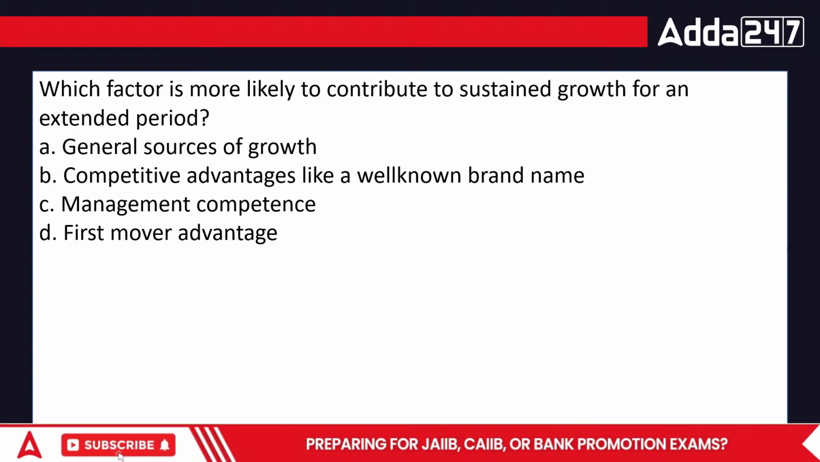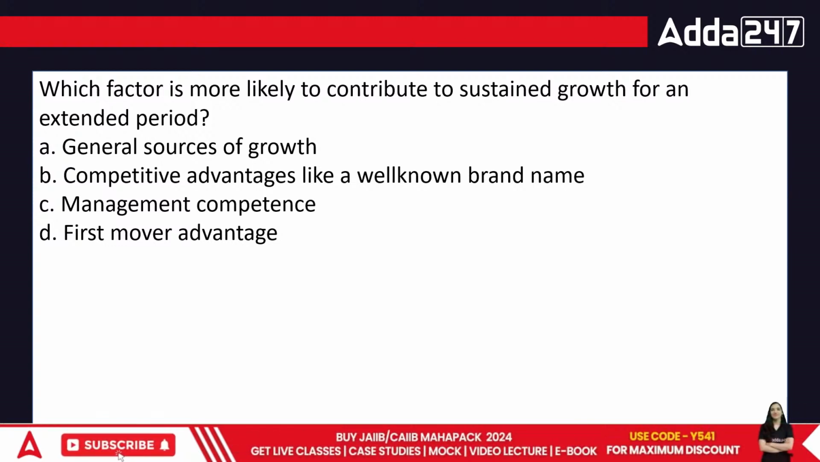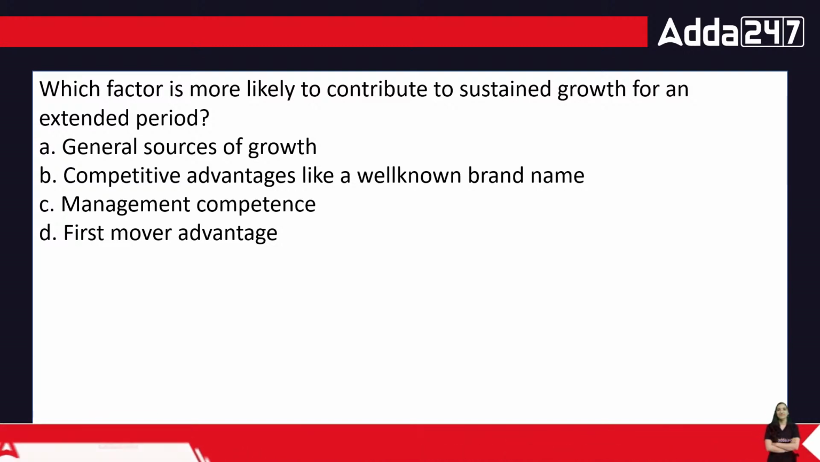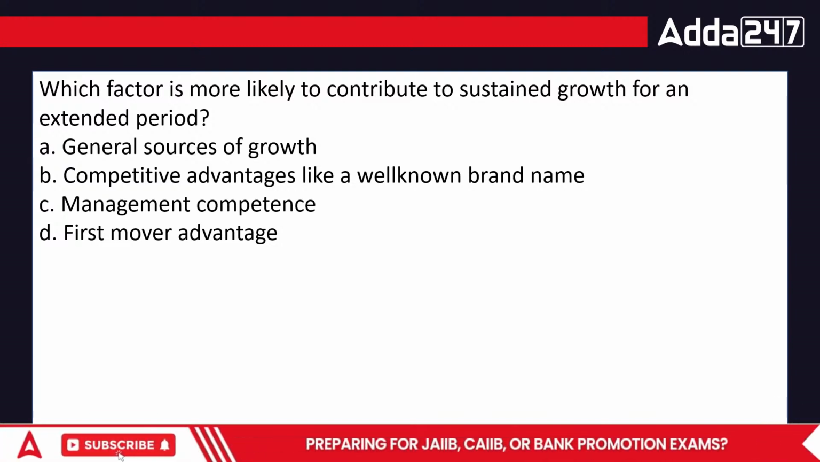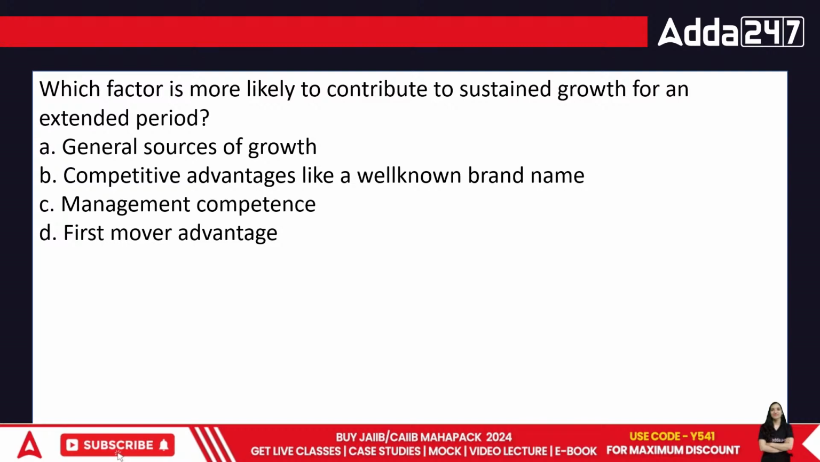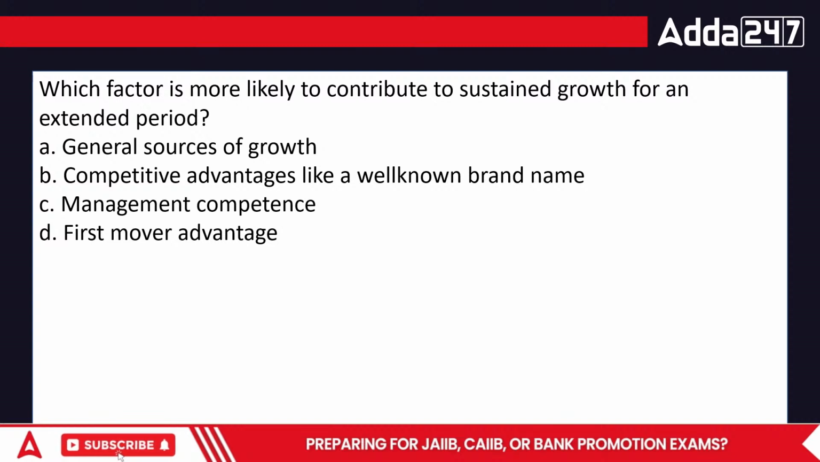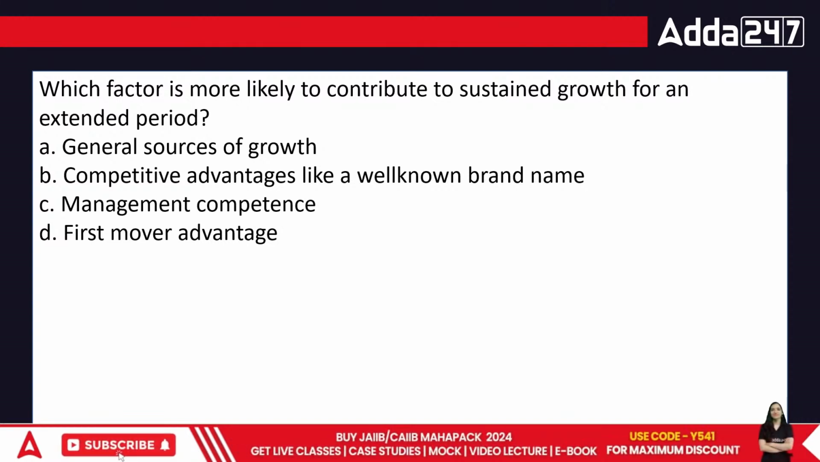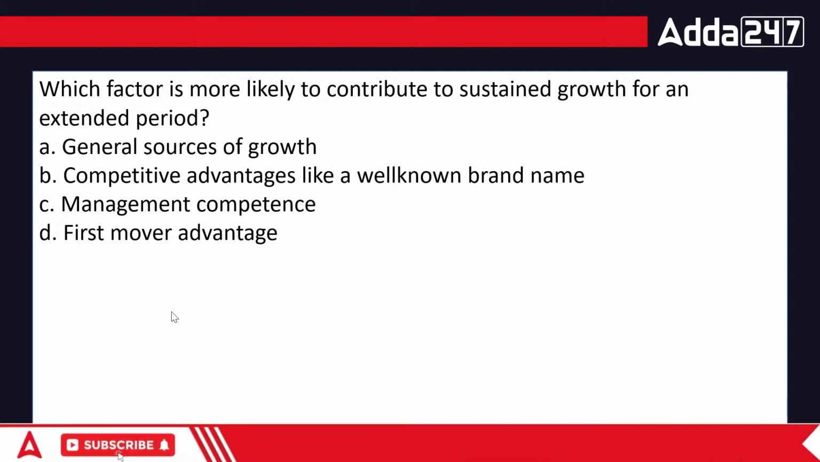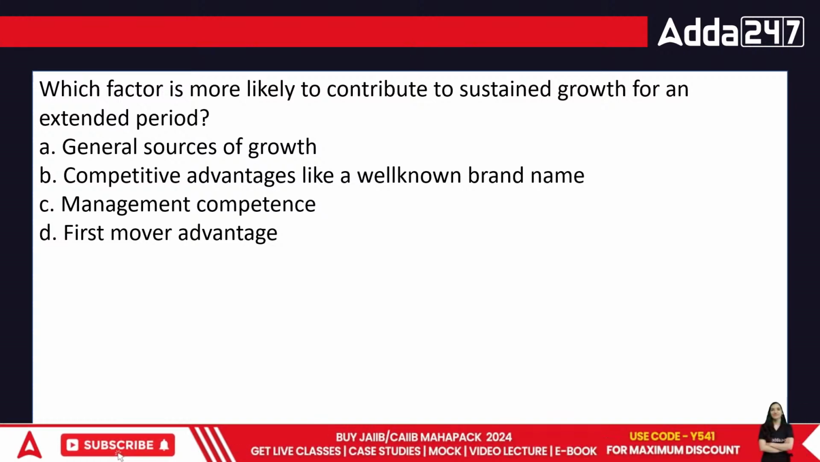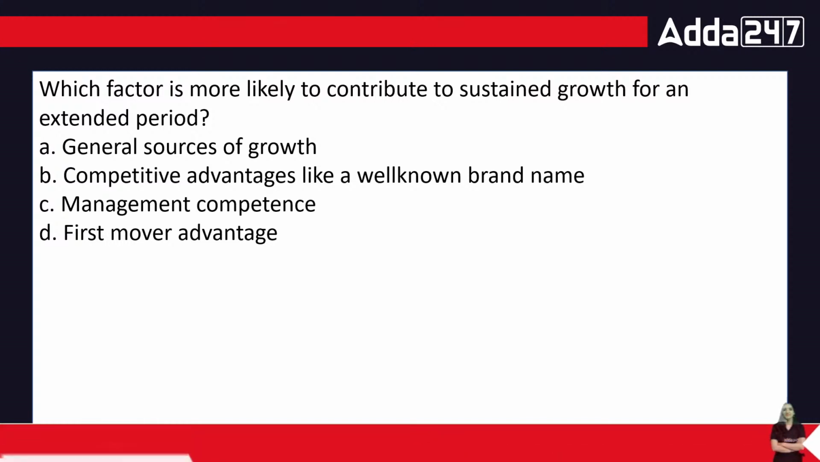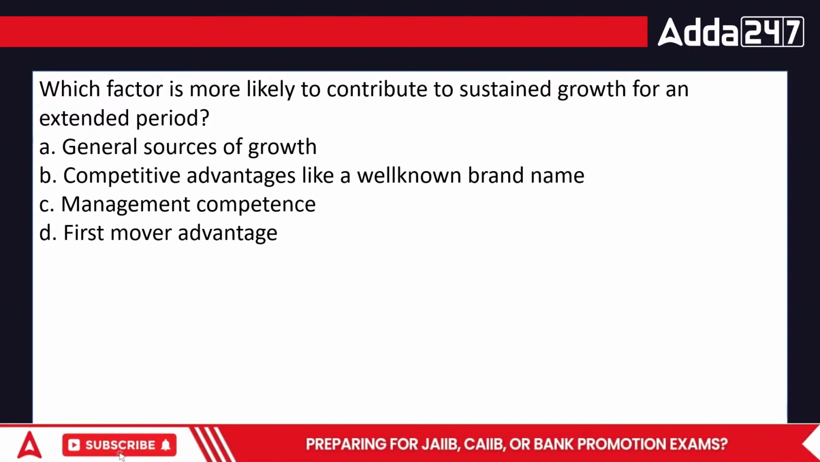Which factor is more likely to contribute to sustained growth for an extended period? Which of the factors? General sources of growth: competitive advantage like a well-known brand, or management competence, or first mover advantage. First mover advantage is if I create something which nobody else is doing in this particular market, and that gives me a time where before anybody else enters, I rule the market. For example, fidget spinner. But they didn't get it patented, so ultimately it didn't really help the one who designed it.